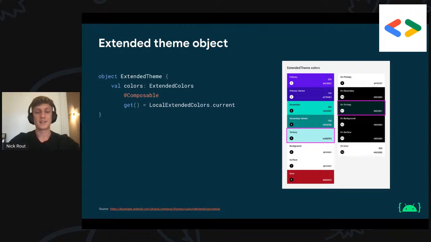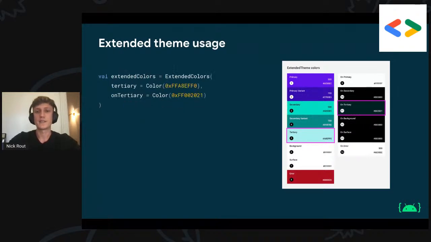Lastly, we need to create that object, which allows us to grab the extended colors in a more convenient way. So here I've created an object, it's the same name as my theme, provided a colors value, and then just use the getter to have local extended colors.current. And then what you end up with is something like this.